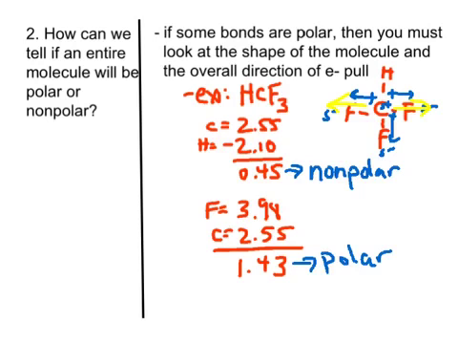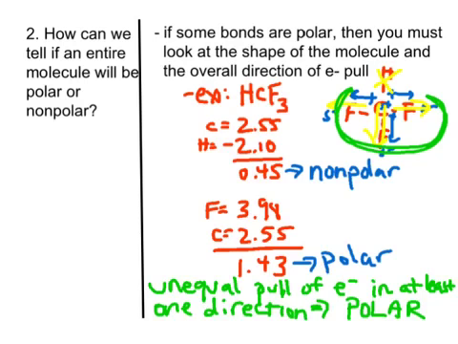However, if we take a look at the up and down directions, we have more of a pull this way towards fluorine and not really any pull at all up here towards hydrogen, because they're sharing fairly. So we have most of the electrons in this molecule around this part, not really towards the top. Because we have unequal pull in at least one direction here, we are going to have a polar molecule. All right, so there we go. Unequal pull of electrons in at least one direction is going to make it a polar molecule.